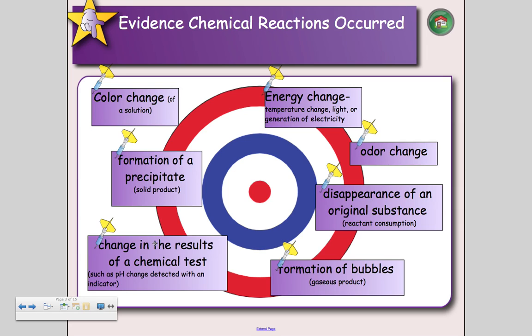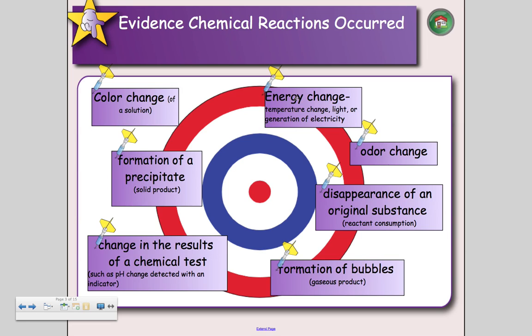This one down here, change in the results of a chemical test, like a pH change detected with an indicator. So if at one point it was 8 on the pH scale, and you did something, and then you put in an indicator and it was now a 2 or a 3 or even a 14, that's a change in pH. So that's a change of a chemical test.